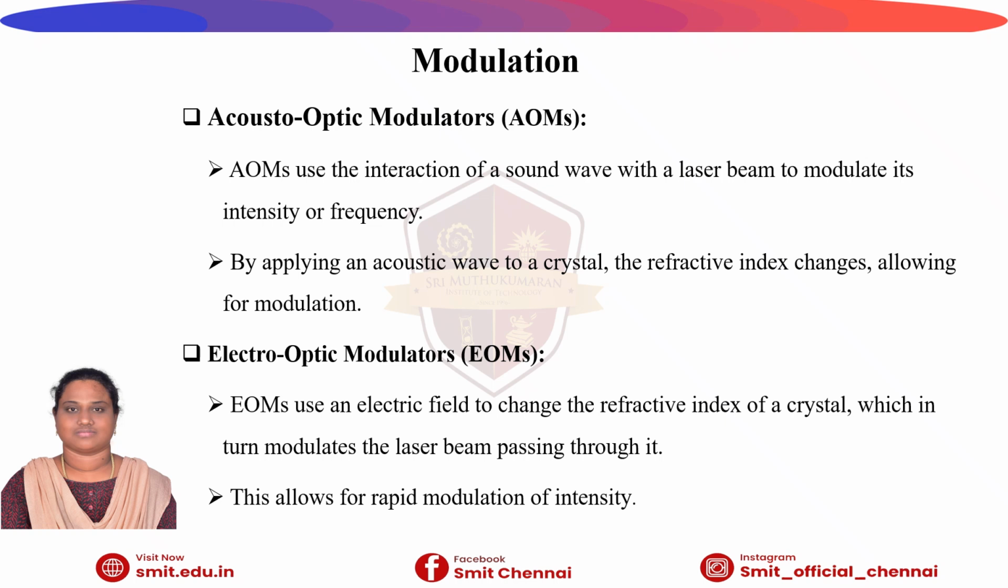First one is acousto-optic modulators. These acousto-optic modulators are used for the interaction of a sound wave with the beam. By applying an acoustic wave to a crystal, the refractive index changes, allowing for modulation. Next one is electro-optic modulation. It uses an electric field to change the refractive index of a crystal, which in turn modulates the laser beam passing through it.